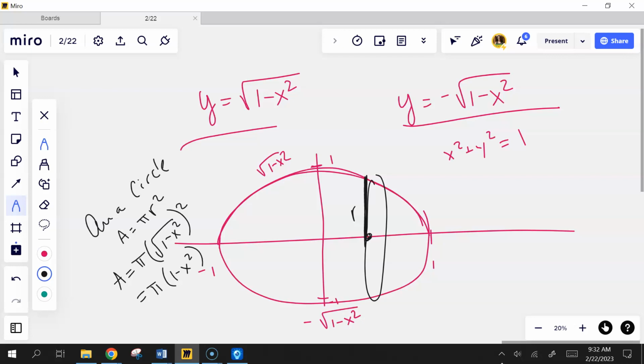Because it's distance, I was looking for distance and area. So at the end of the day, even though this is a negative equation, this distance is going to be this. It's still square root of 1 minus x squared.